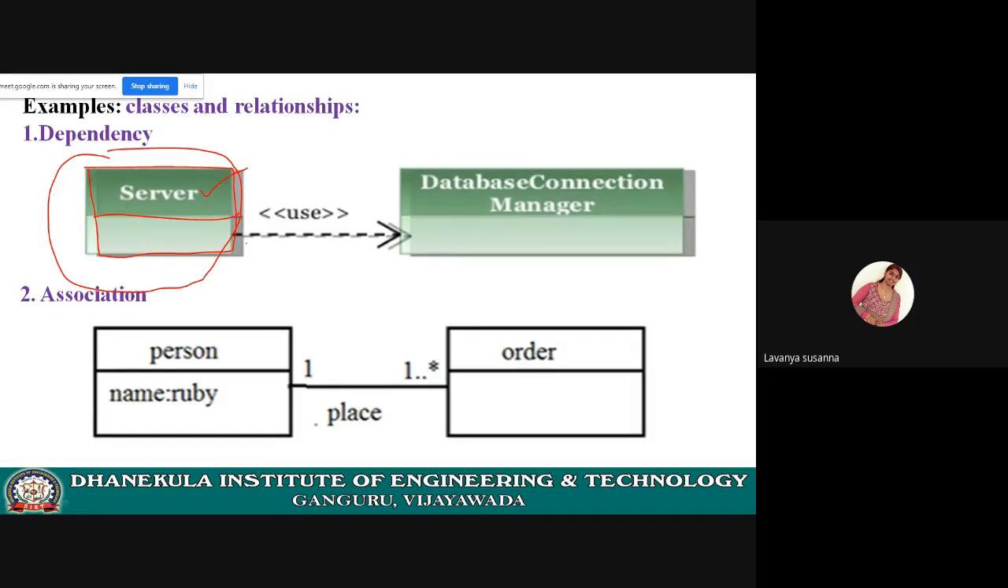Server is a class. Server is dependent on database connection. To implement the operations of server, it is dependent on this class, database connectivity. If any changes are made in database connectivity, it will impact this server class also. This is what dependency means. See the symbol used for dependency: server is dependent on database, dashed line and then arrow mark.